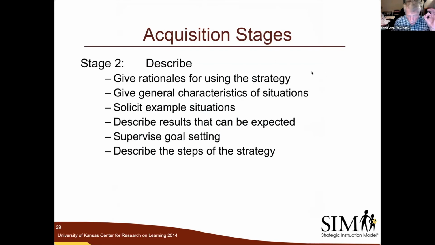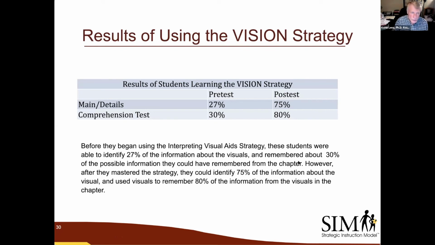So when we do the describe step, we give rationales for the strategy, general characteristics like you're going to use this strategy whenever. Here's an example situation: where would you use this at home? Where would you use this at work? What classes would you use this in? If you use this in class, what do you think you're going to be able to do? You'll probably be able to give more thorough answers on your assignments. Well, we set the goals for when they think they're going to learn it, and then we begin describing the steps of the strategy. Oh, here's the results of the strategy that I presented earlier.